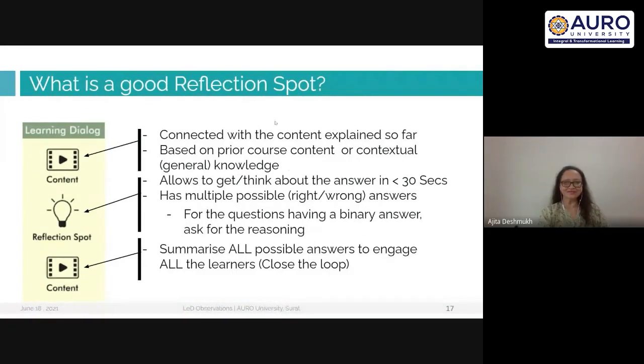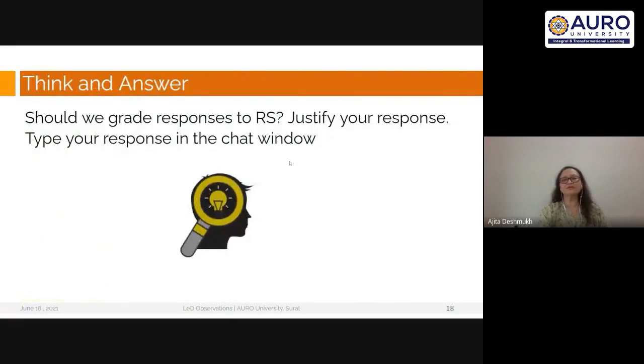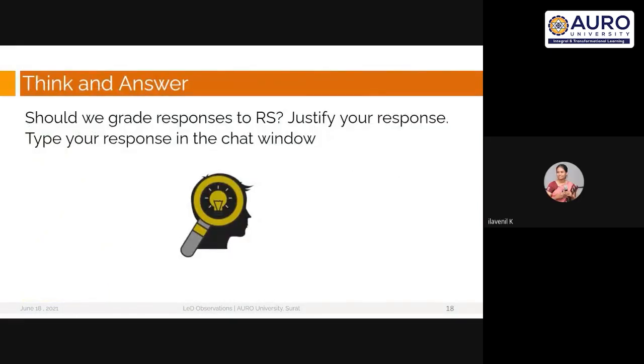And there's one more question. I'm quite sure that most of you would have had it in your minds, because this is very frequently asked. Should we grade the RS? Should there be marks? What do you think?